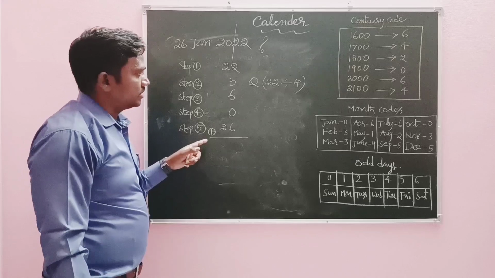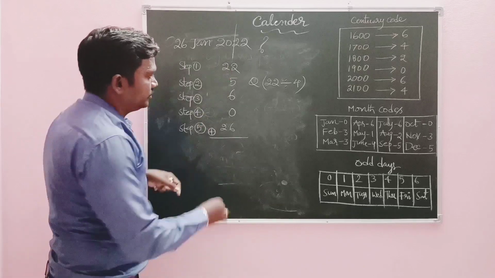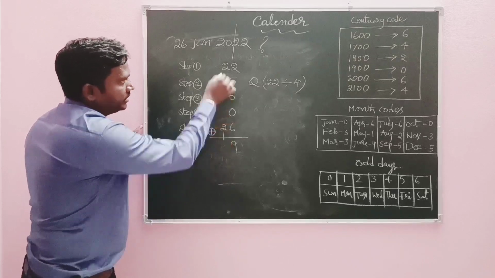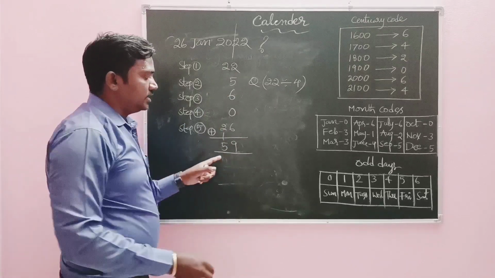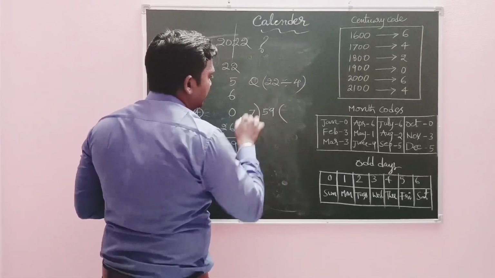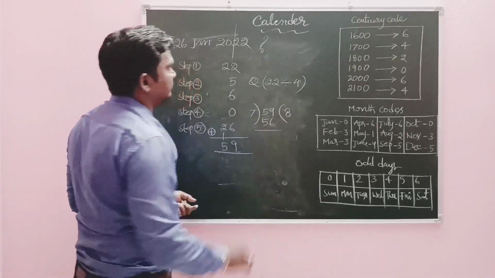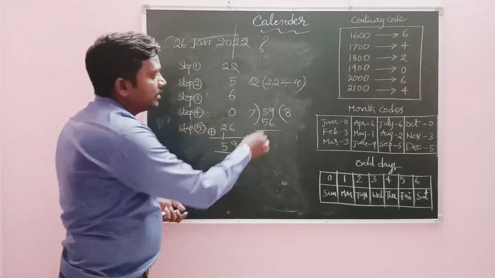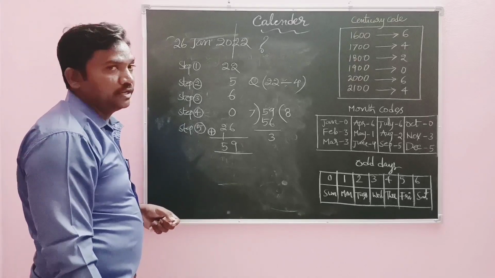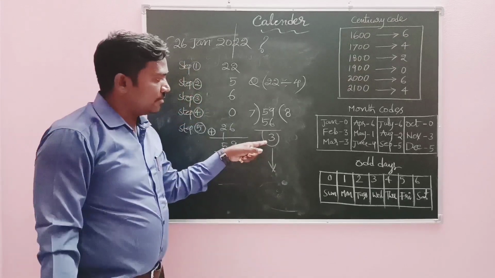Now what is the total sum? 6, 6, 12, 5, 17, 2, 19... the total is 59. Now this 59 is divided by 7. 7 eights are 56. Here the remainder is 3. So the number of odd days is 3.